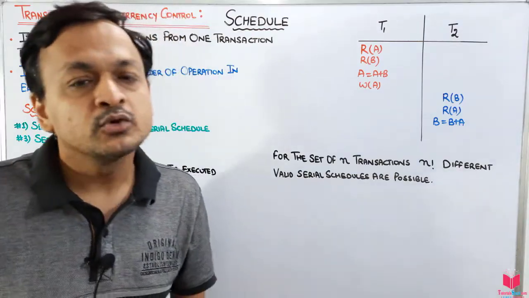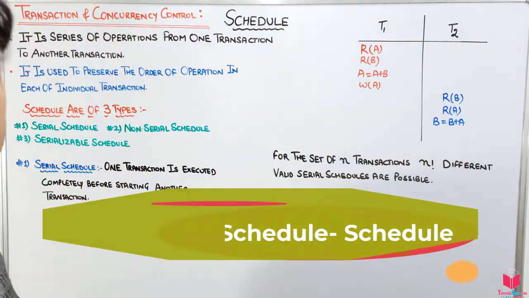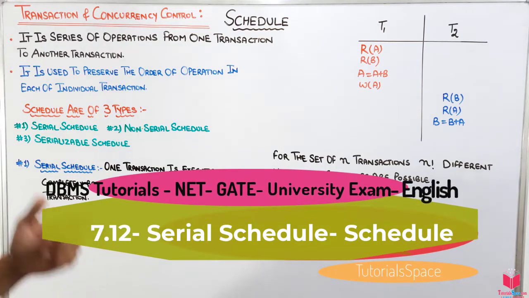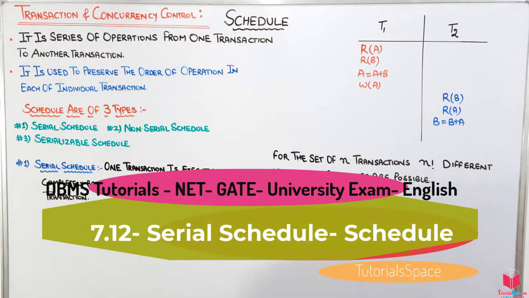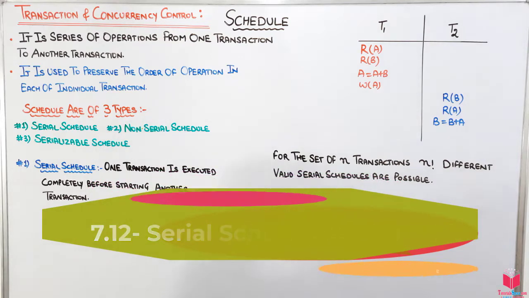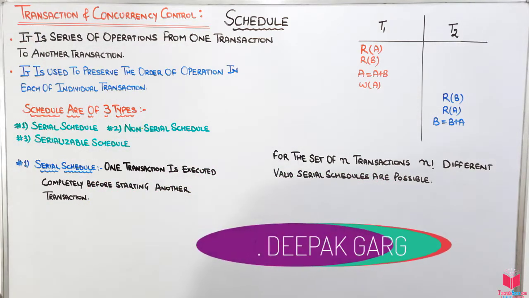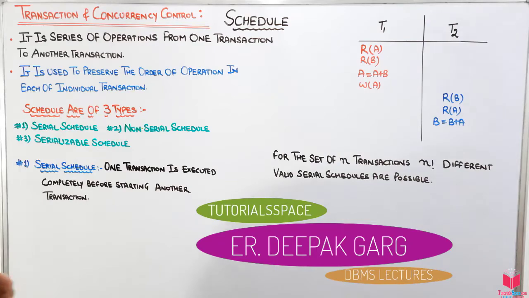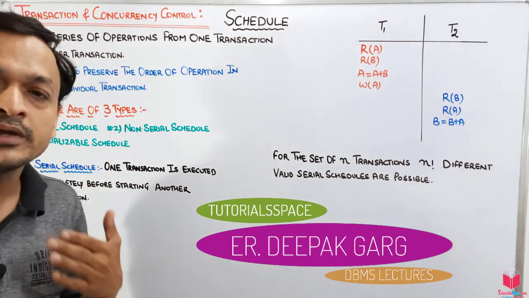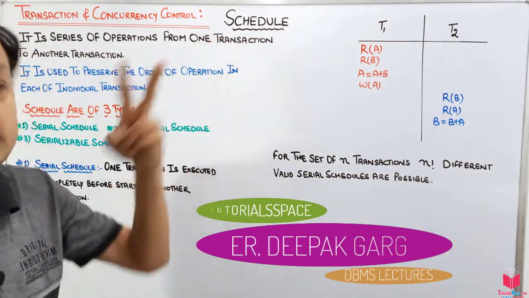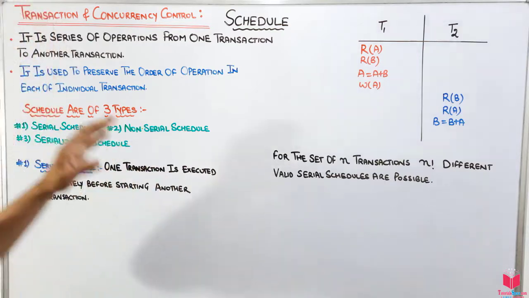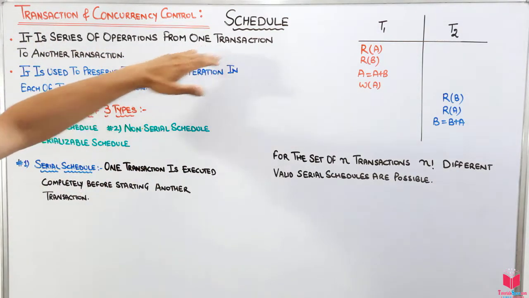Hello everyone. Today we will discuss what is a schedule, and what the different types of schedule are in transactions and concurrency control. Let's see what points come under the schedule. It is a series of operations from one transaction to another transaction. If you want to create a schedule, there must be at least two transactions, and the operations which come under these transactions, we will create their series.